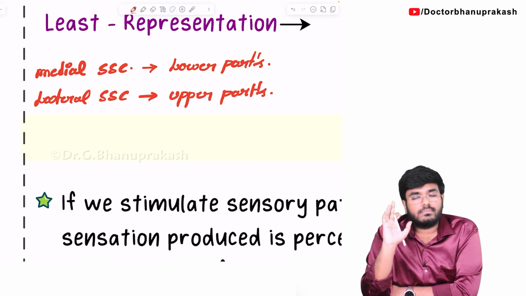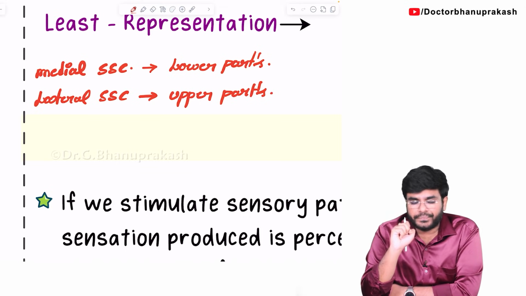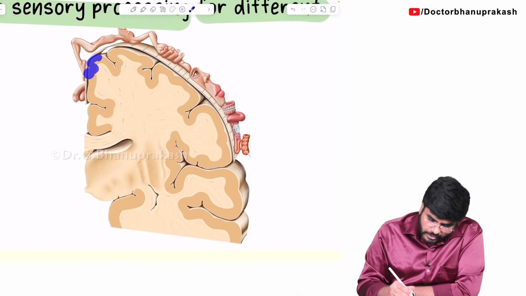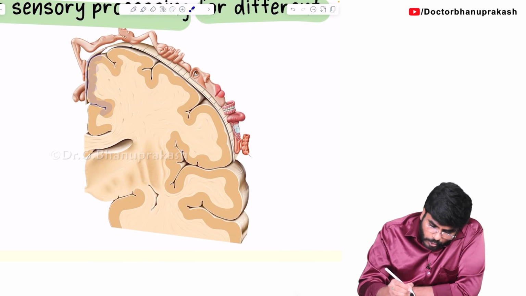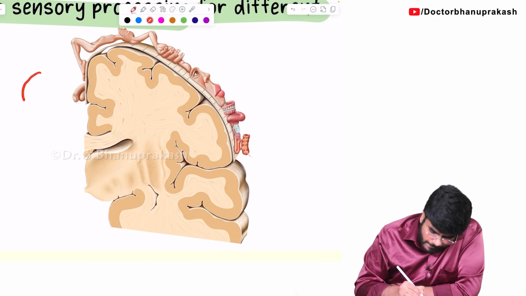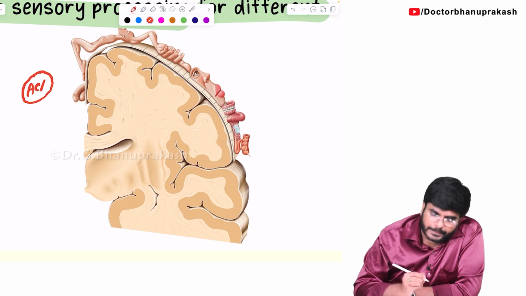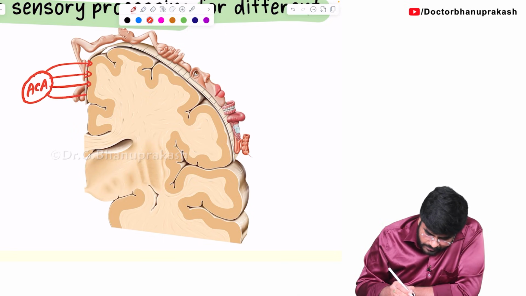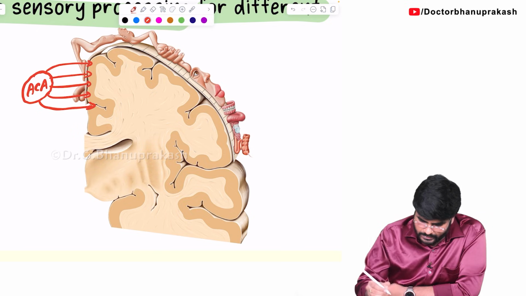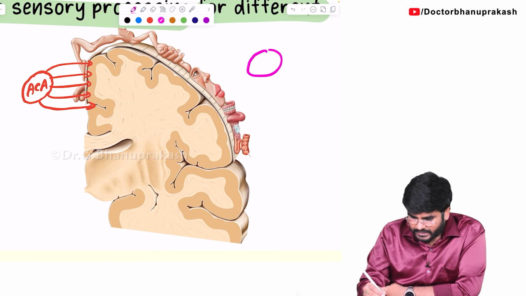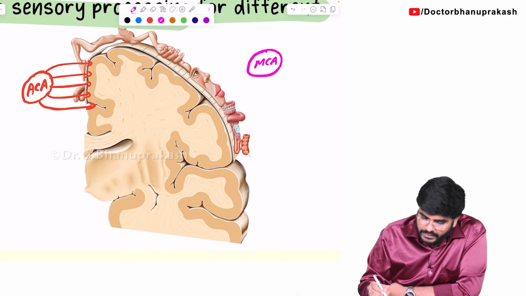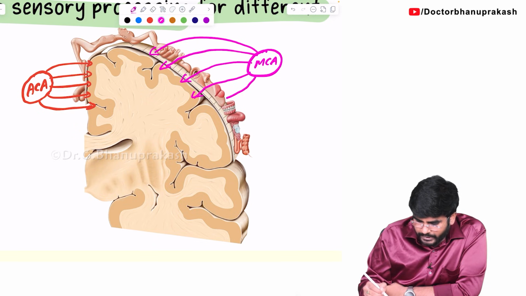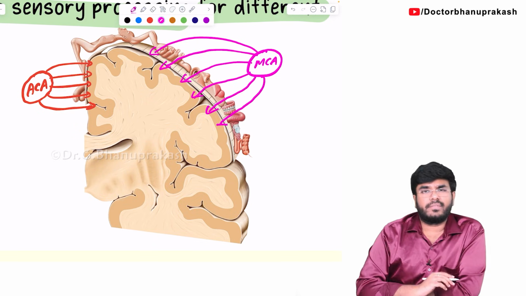Now, okay, sir, but why is this important for me as a doctor? Let's integrate it with the anatomy. See this medial part of the somatosensory cortex, this area. The medial part of the somatosensory cortex is receiving the blood supply from the anterior cerebral artery. The anterior cerebral artery is going to supply the blood to this medial part of the somatosensory cortex. And there is one more blood vessel, the middle cerebral artery. The middle cerebral artery is supplying the blood to the lateral part of the somatosensory cortex.